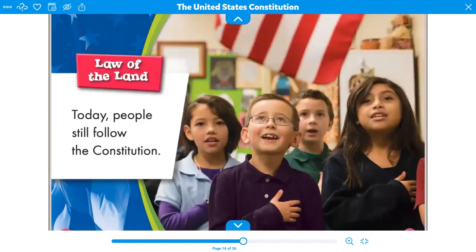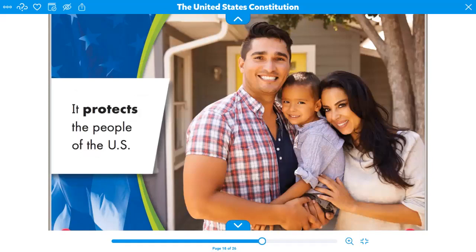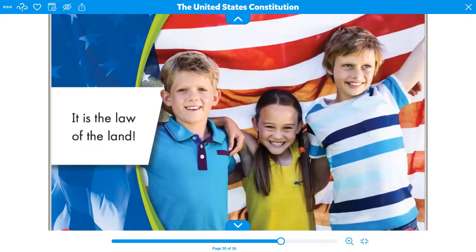Law of the land. Today, people still follow the Constitution. It protects the people of the United States. It is the law of the land.